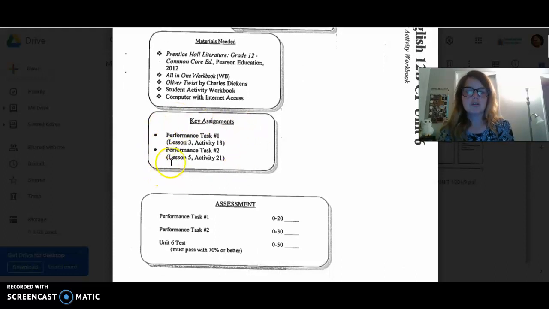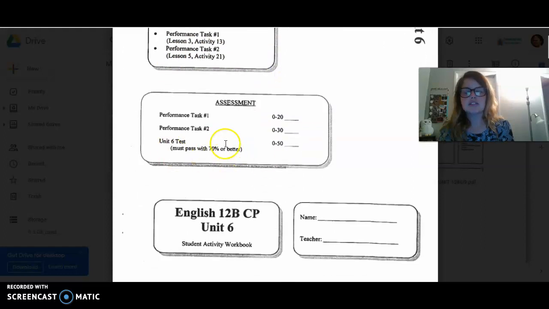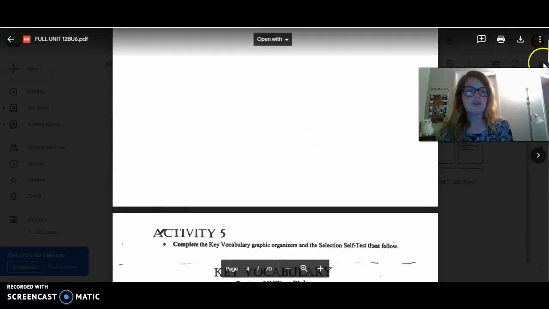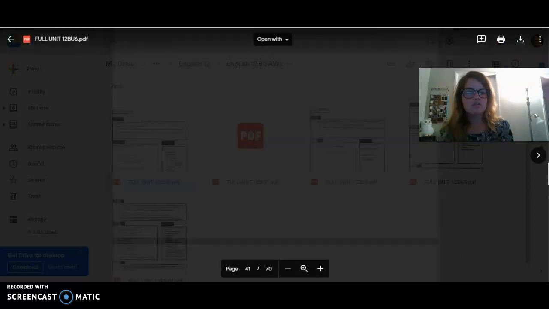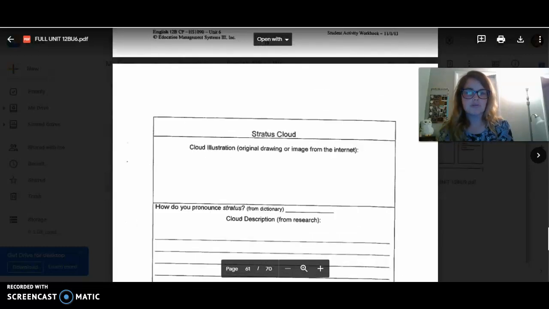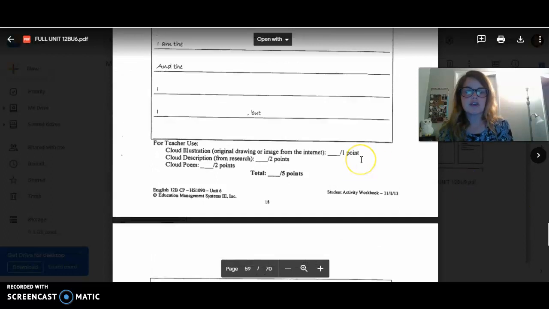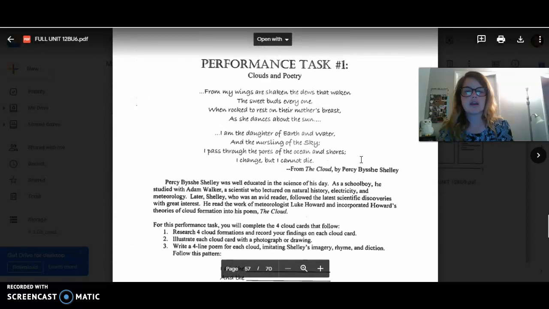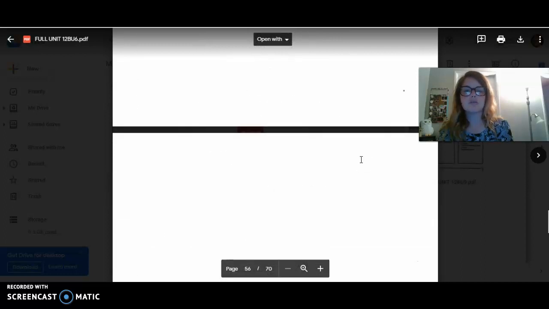Our performance tasks will have 2. Number 1 will be Lesson 3, Activity 13, and Lesson 5, Activity 21. Instead of having a test, you're going to have an alternative assessment or a review for this packet. Again, if you have these super fancy printed out packets, the performance tasks are down here at the end. If you don't, you just have it in the packet and the book, as it normally would be found.